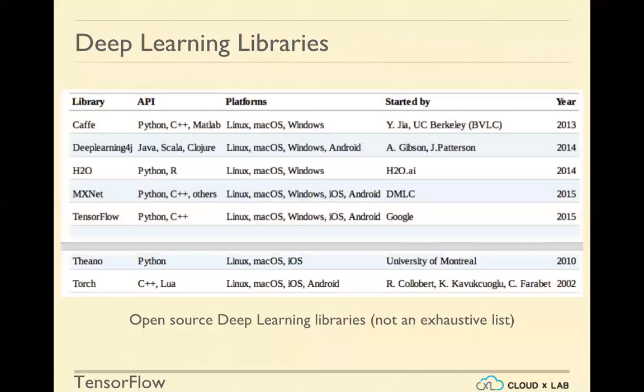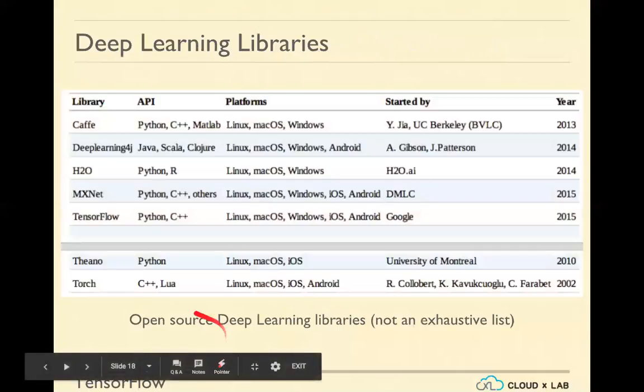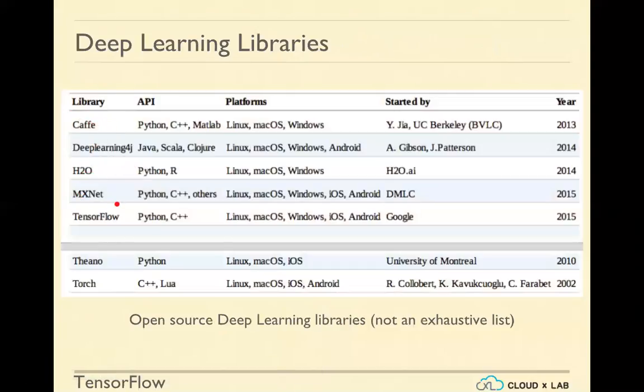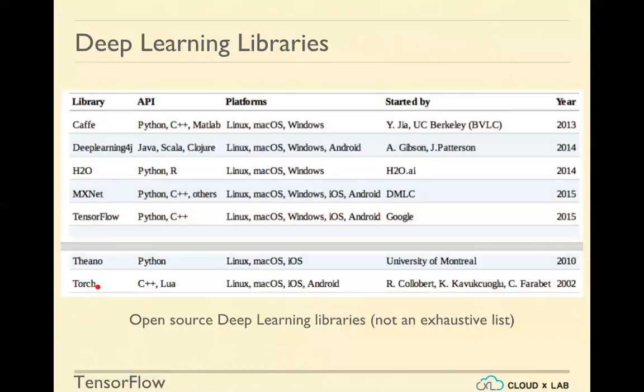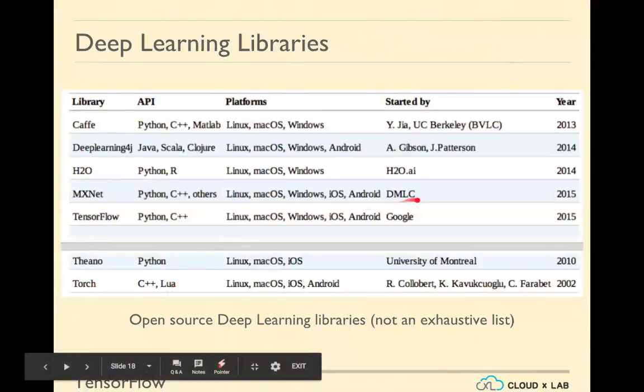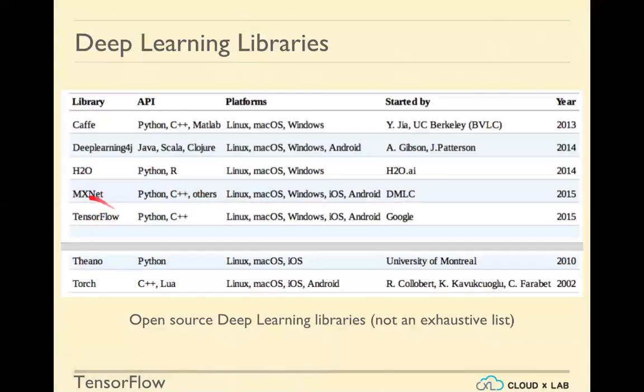So these are the various available deep learning libraries that you must have seen in the past. One is Caffe, Deeplearning4j, H2O, MXNet, Theano, and Torch. The principles that we're learning in this course will be applicable to all of them, and TensorFlow is the one we are going to go ahead with.